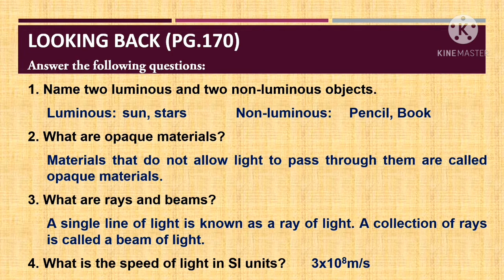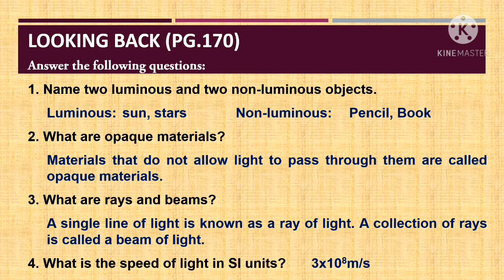Question 2. What are opaque materials? Answer is on page number 168. Materials that do not allow light to pass through them are called opaque materials. Question 3. What are rays and beams? Answer is on page number 169. A single line of light is called a ray of light. A collection of rays is called a beam of light.